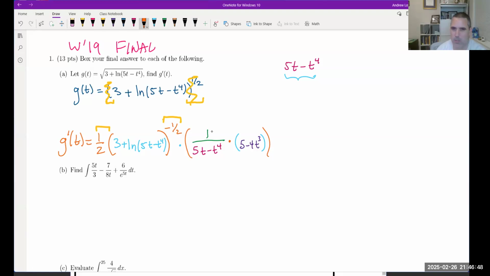We took the derivative of the 3, but that was just 0 plus this. We encountered the log. The derivative of the log is 1 over whatever you have. We took care of that. Then we were down to this. The derivative of that is here, and then we were done. So there's the chain rule explained in another way.